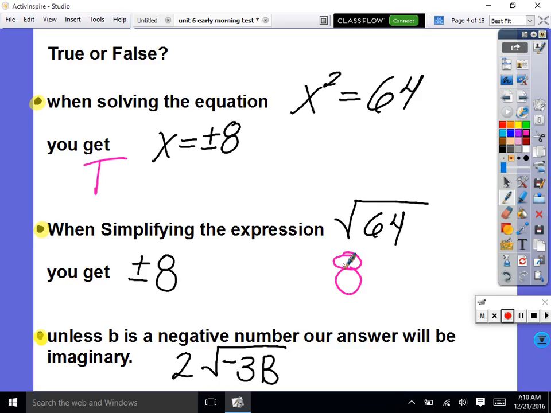So does everybody understand the difference in that one? If I say simplify, the answer is 8. If I say find all the real roots, you need plus and minus 8. Okay, so just remember the difference between those two. Okay. All right.